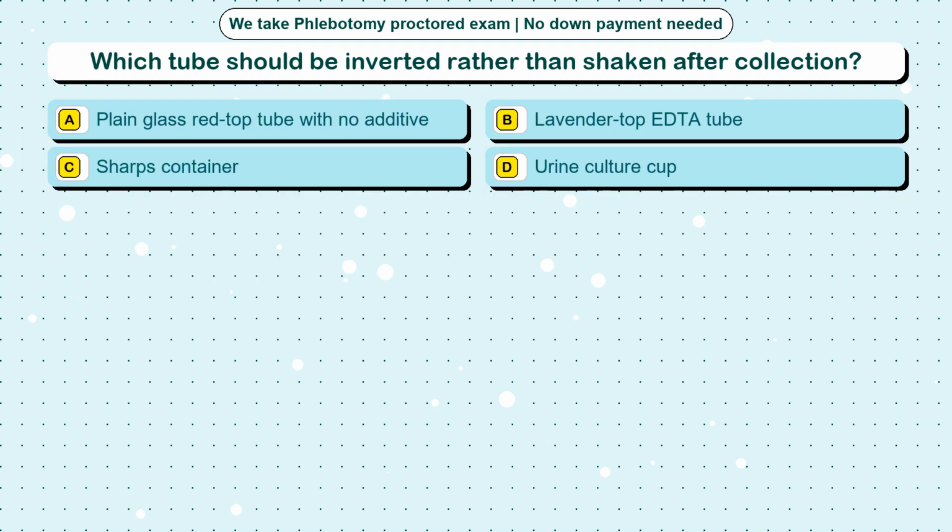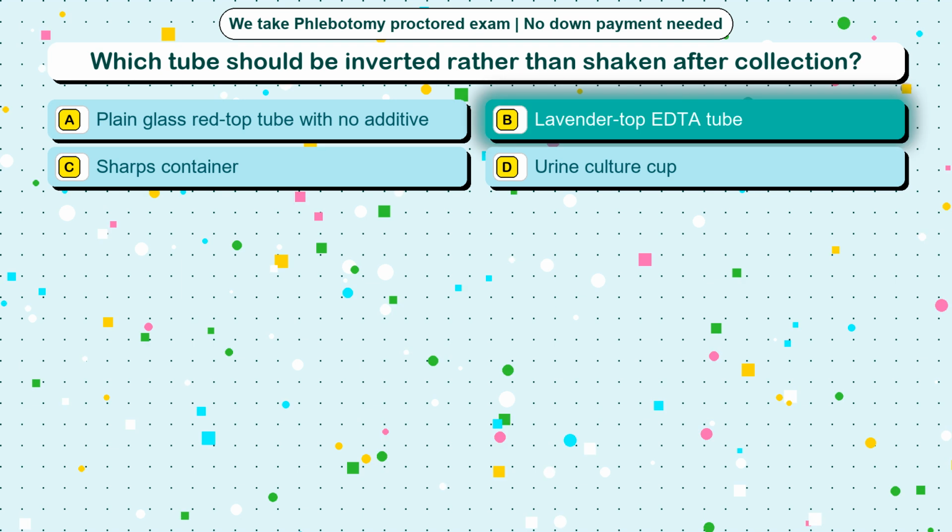Question 44. Which tube should be inverted rather than shaken after collection? Option A. Plain glass red top tube with no additive. Option B. Lavender top EDTA tube. Option C. Sharps container. Option D. Urine culture cup. The correct answer is option B.